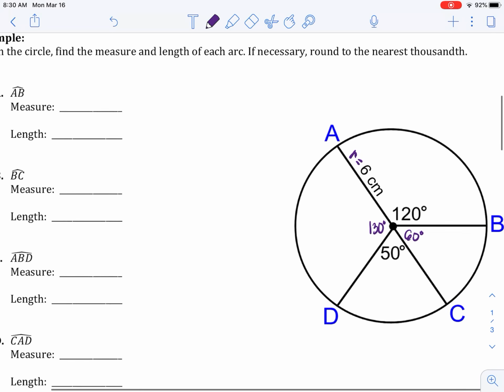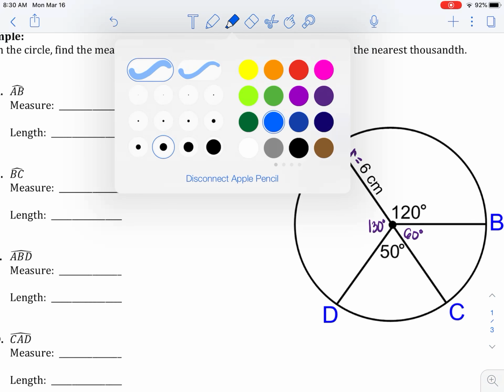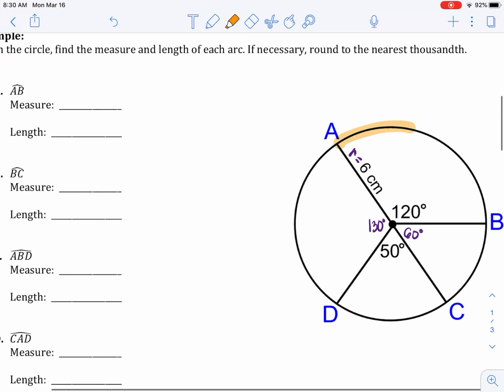Okay, so let's get our first arc. Our first arc is arc AB. I'll use the highlighter for these, so I'll highlight that in orange. Arc AB. All right, so first off, I want to know its measure. Measure we already learned. It's the same as the measure of the central angle, so 120 degrees. Now I need its length. So I'm going to put the formula off to the side and put the answer on the answer line.